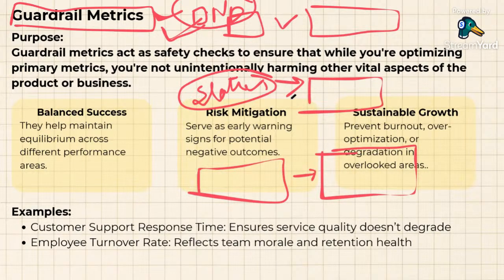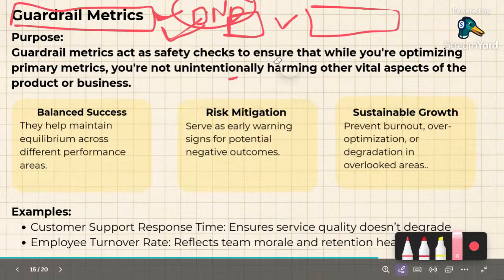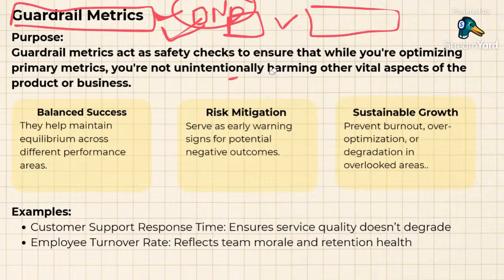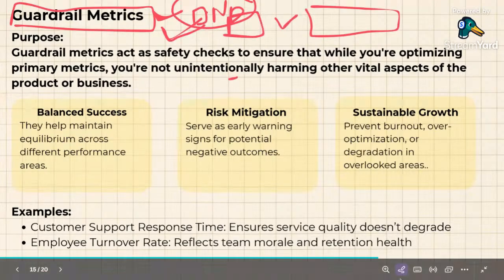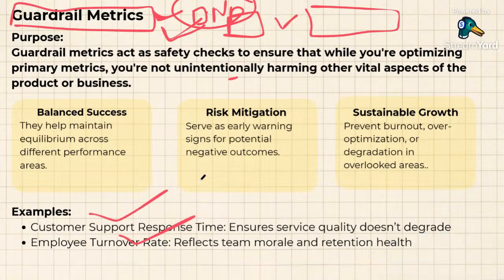So we need to understand these matrices in such a way that although we are introducing a new product, that specific product should not affect the other matrices. So we try to also calculate these matrices. The examples could be the employee turnover rate or the customer support response time.